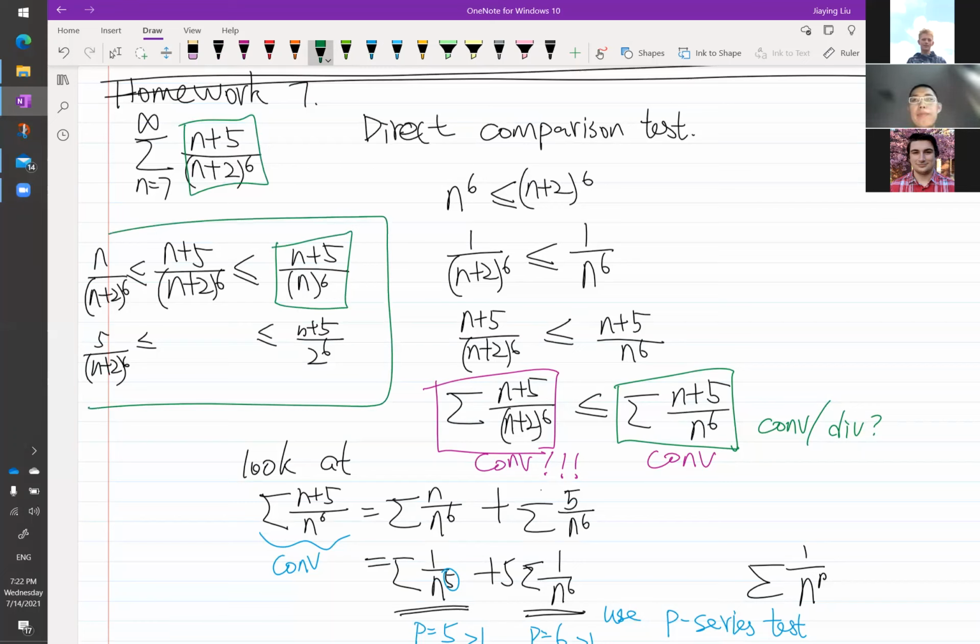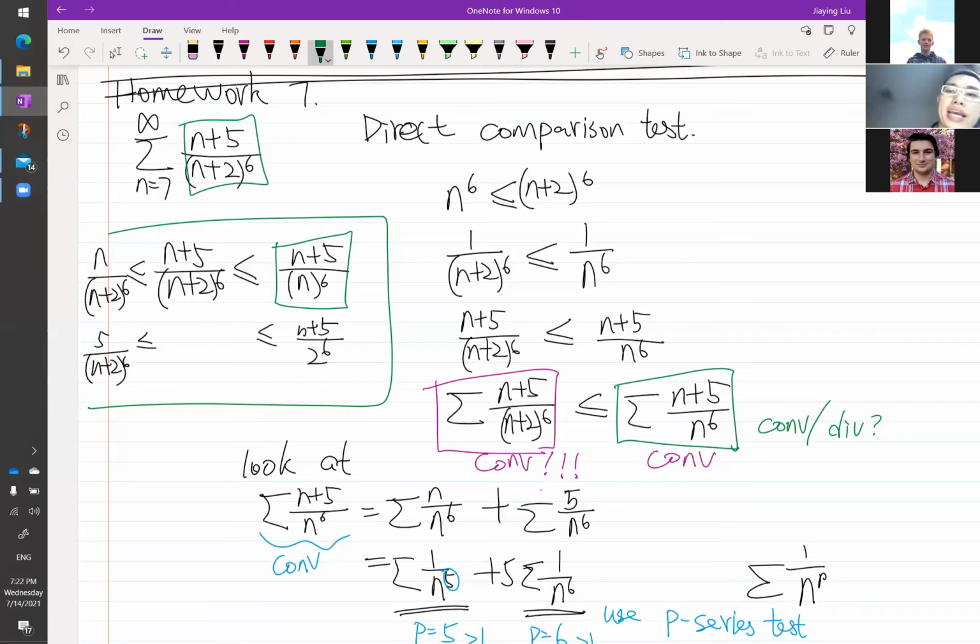So I guess I'm just a little bit confused. Why did you only use the denominator in your direct comparison test versus when you had a numerator? Do you see what I'm saying? In your direct comparison test, you just had n plus 2 to the 6th power is greater than n to the 6th. You completely didn't even include the numerator.